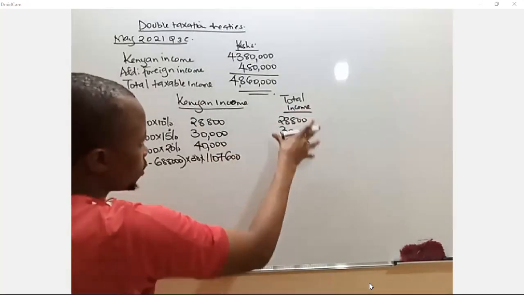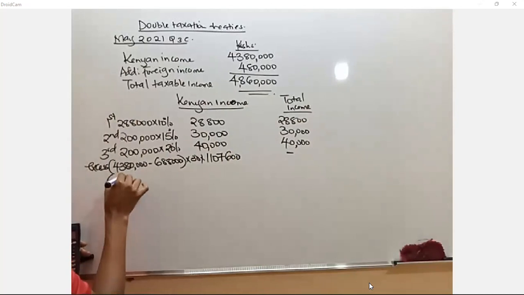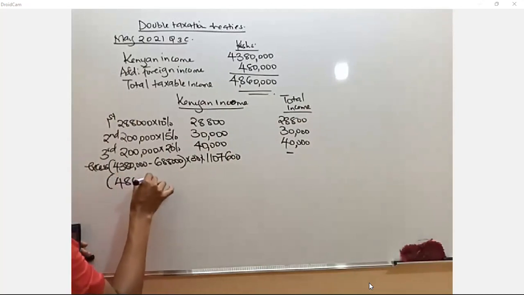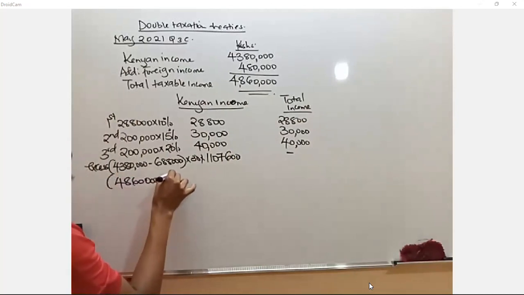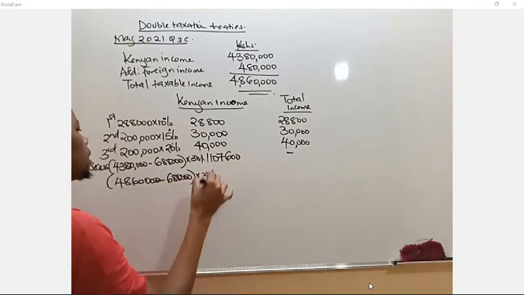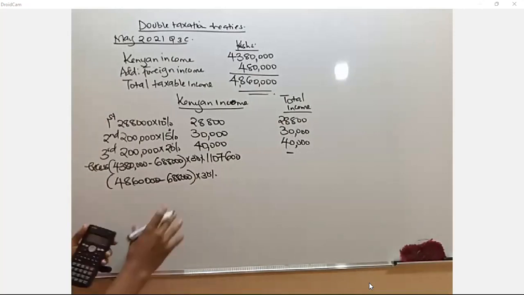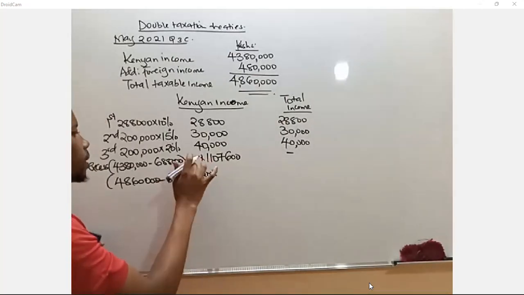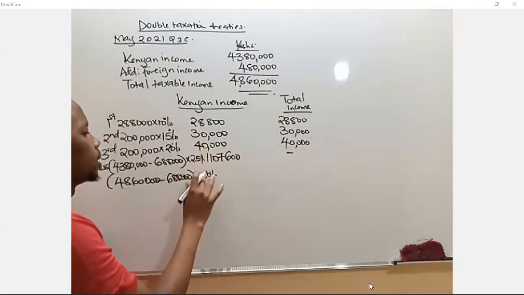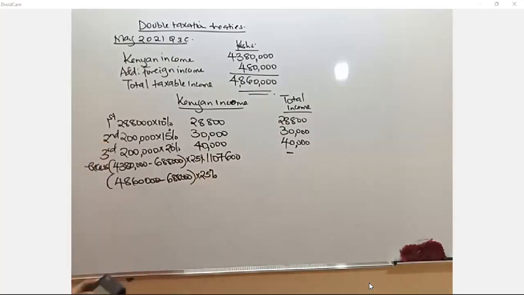Then when we go to the side of the total income, we are going to be using 48,600 minus 688,000 times 30%. How much is this? Is it 30? No, it should be 25. The rate is 25. The rate is 25% as per the tax bands.